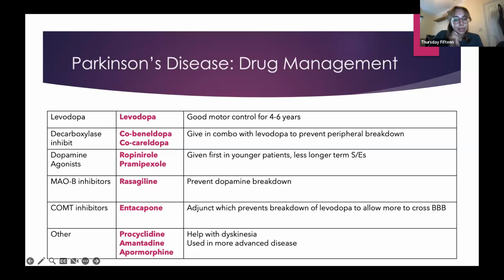Adjuvant therapies are things like COMT inhibitors, so they also inhibit peripheral breakdown of levodopa and allow more dopamine to cross your blood-brain barrier. And then other things that you can use, things like procyclidine, amantadine can help with dyskinesia, and apomorphine you can use in advanced disease. These are kind of more specialist therapies. So the one to remember really is the levodopa, and that when it's given in combination with a decarboxylase inhibitor, it's the co-beneldopa or co-careldopa, and that's what's preventing breakdown in the peripheries.